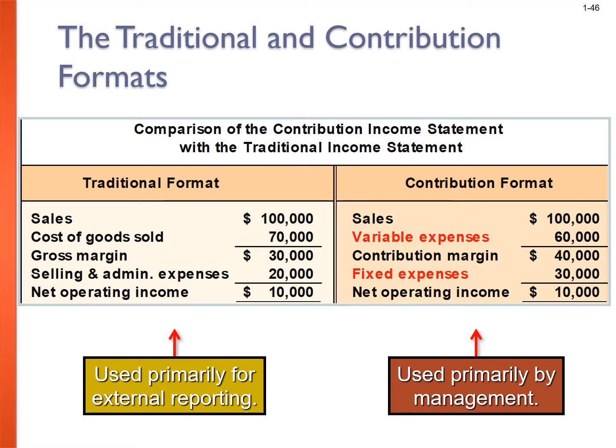On a contribution format, the managerial approach, we take sales minus the variable expenses, those that change as production or sales change. That gives us our contribution margin. Then we subtract our fixed expenses, those that don't change based on production, to get our net operating income. So that's what management accountants are using.